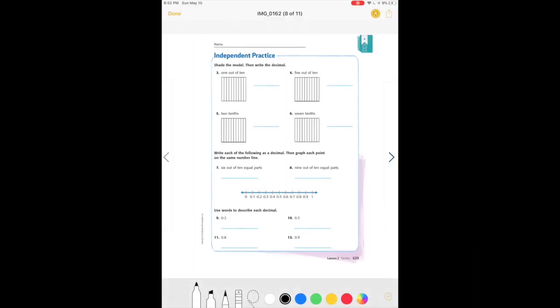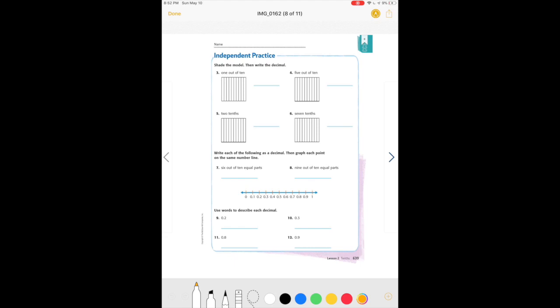All right, I'm going to review just a couple of the independent practices, probably one of each type of question, just so we make sure we really understand what we are doing. So for 3, 4, 5, and 6, our directions are shade the model, then write the decimal. This is exactly like we just practiced.